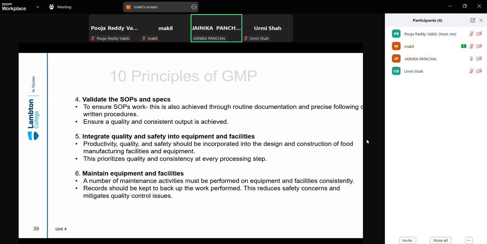Moving forward, next is to integrate quality and safety into equipment and facilities. Quality and safety must be built into the design of manufacturing equipment and facilities. This ensures efficiency and compliance at every step of the production process. The sixth one, maintain equipment and facilities. As we know, regular maintenance of equipment is very crucial to avoid breakdowns and defects. Keeping maintenance records helps reduce safety concerns and improve quality control. Next slide, please.